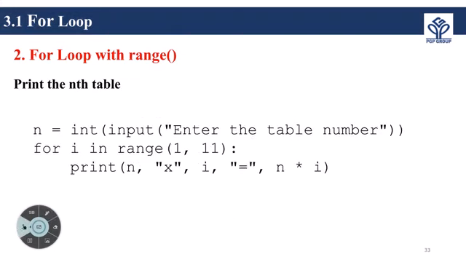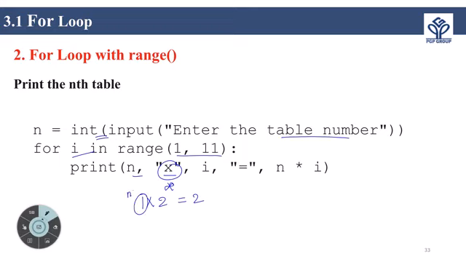Next one, print the nth table. So we are printing the table. n is equal to the integer type of input we get from the user, the table number. For i in range 1, 11, n into i. This is not an x, it's a multiply symbol. So n into i is equal to, for example, 1 into 2 is equal to 2. Clear?